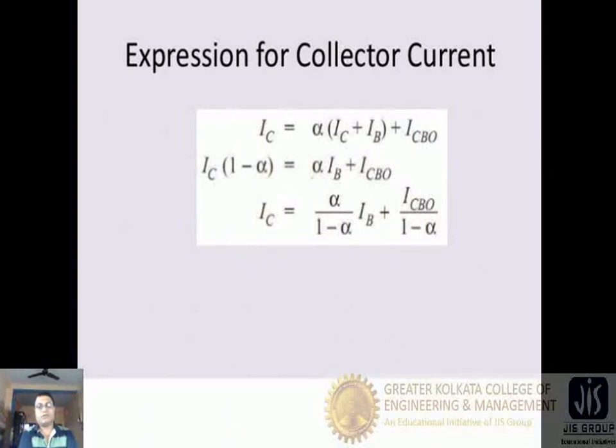Here the expression for the collector current can be written where IC equal to alpha (IC plus IB) plus ICBO, and in this way we can find IC into (1 plus alpha) equal to alpha IB plus ICBO, and IC equal to alpha by (1 plus alpha) IB plus ICBO by (1 plus alpha). In this way we can represent the collector current of a transistor.